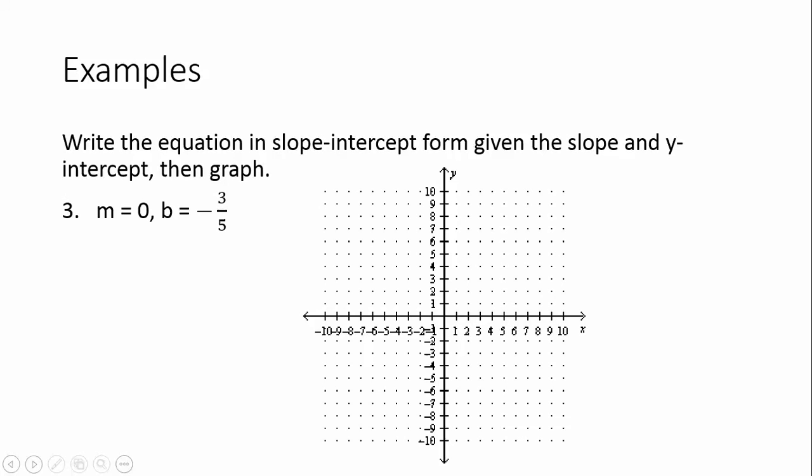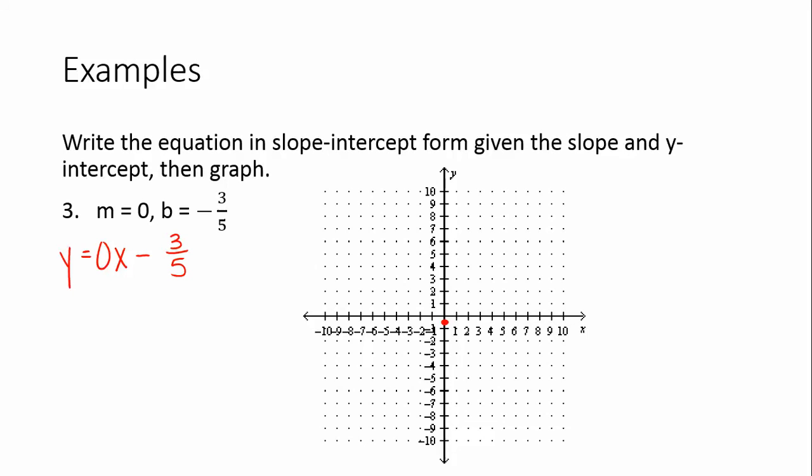Okay, example 3, we have a slope of 0 and a y-intercept of -3/5. So when I write the equation, I have y equals, my slope is 0, so that's 0x. My y-intercept is -3/5. So y equals 0x minus 3/5. Don't panic because it's a fraction. Just do your best to figure out where -3/5 is. That's somewhere in between 0 and -1, and just make your best guess as to where that occurs.